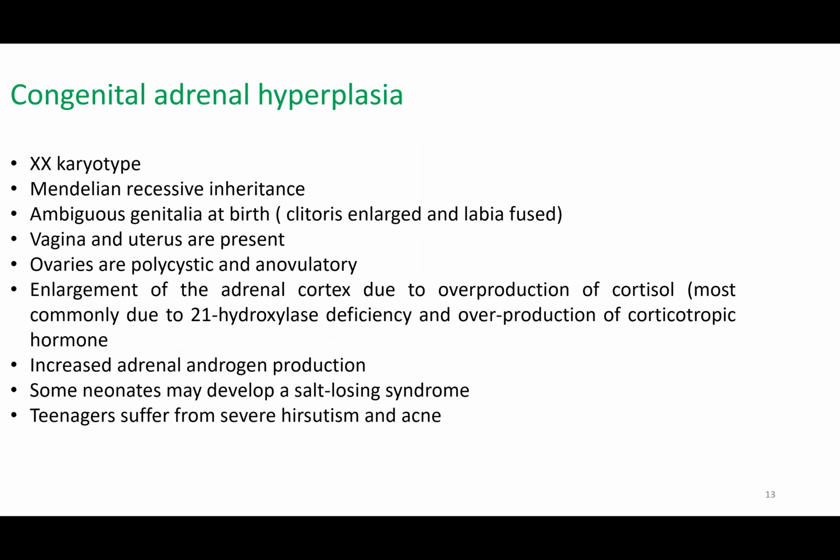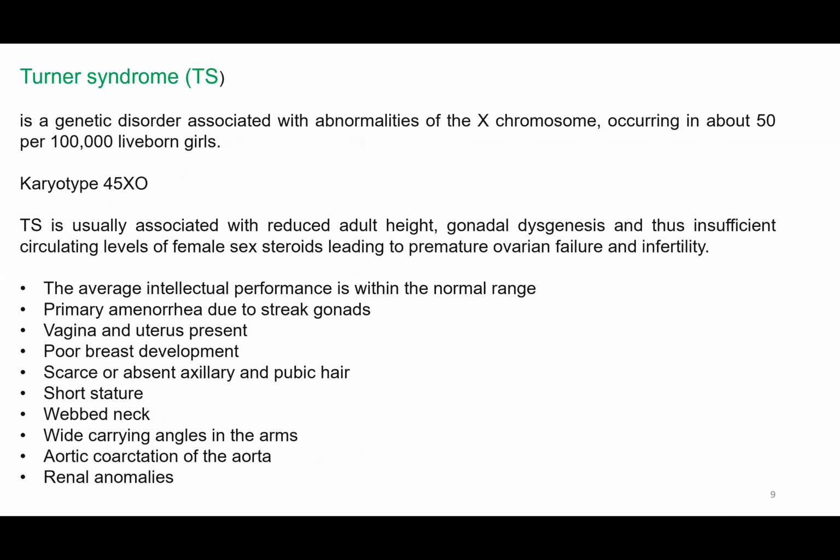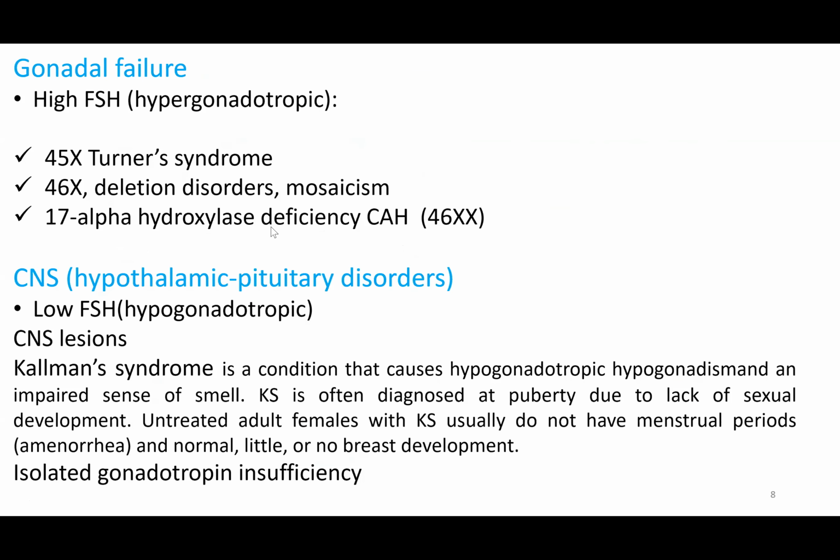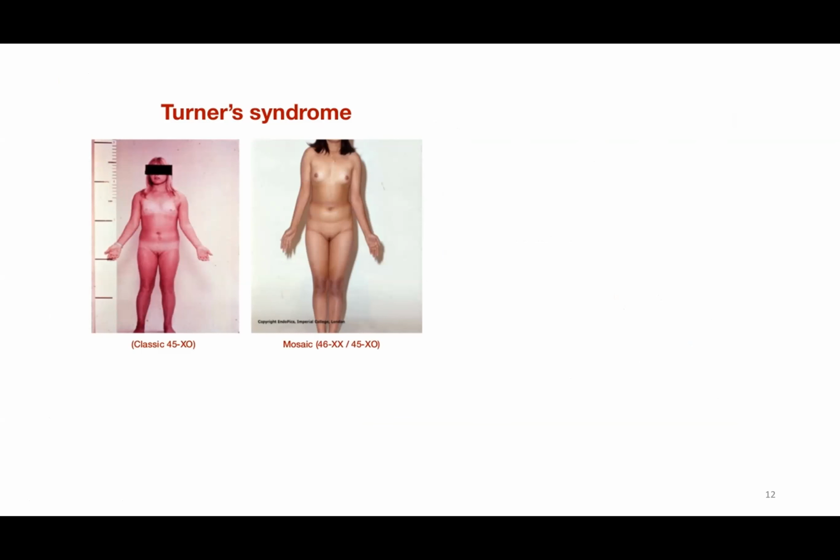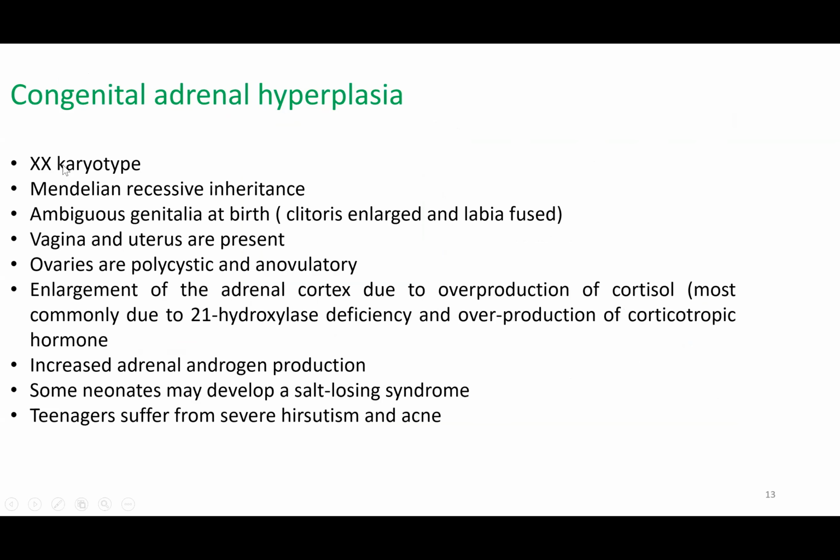In cases of congenital adrenal hyperplasia, as you remember, we classified them into high FSH, Turner syndrome, and congenital adrenal hyperplasia. Here, the karyotype of the patient is XX. She's a female. It has a recessive inheritance. The problem is that when the baby is born, the family will be surprised that the sex cannot be determined because of the ambiguous genitalia, and sometimes even during pregnancy, it is difficult to determine the sex of the baby by ultrasound examination.